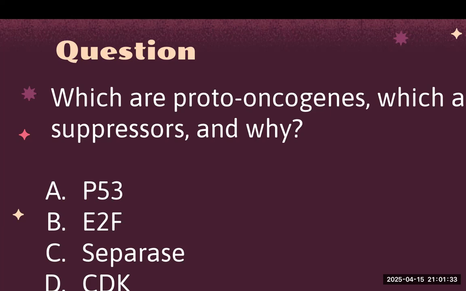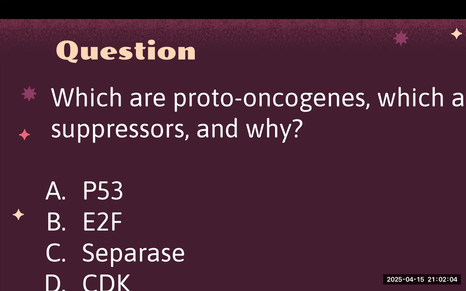P53, why? Okay, it stops it. So which one are you saying it is? Are you saying it's proto-oncogene or are you saying it's a tumor suppressor? Tumor suppressor. Right. Okay. E2F, proto-oncogene or tumor suppressor? Proto-oncogene. Okay. What do we know that E2F does? Yeah, it commits cells to the cell cycle, right? Once it's released, we can go and commit cells, which means we're going to keep going with things.